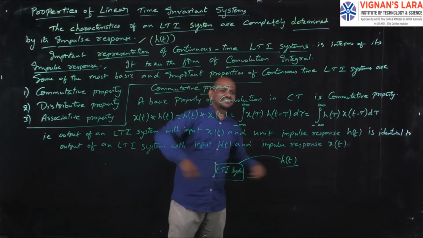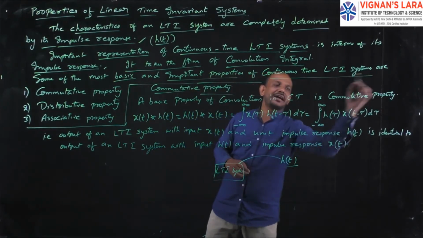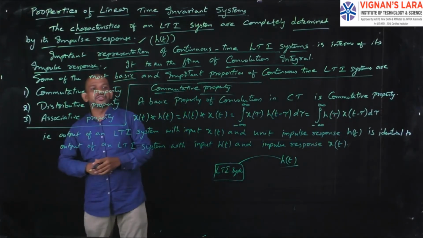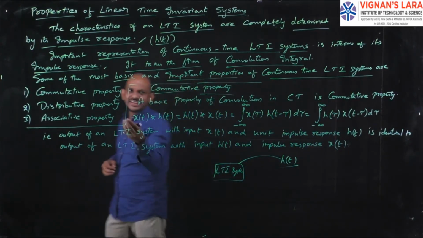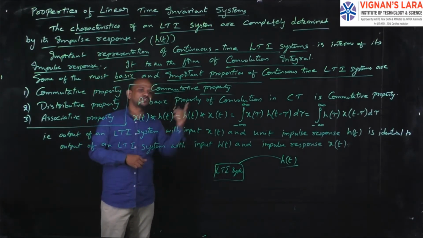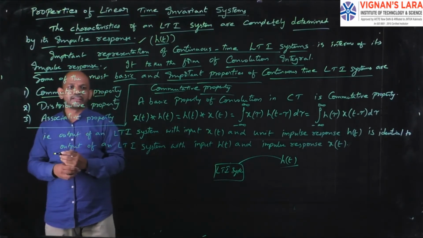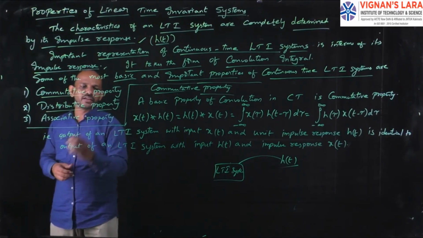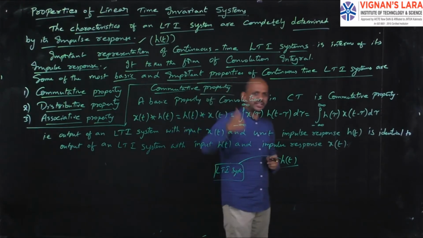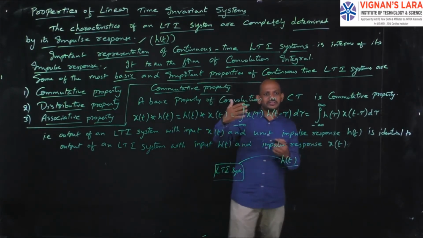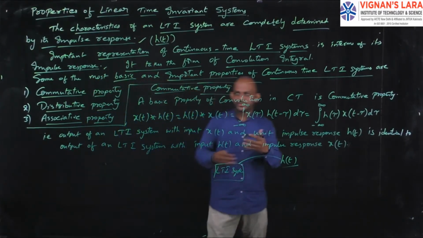Some of the most basic and important properties of continuous time LTI systems, that is, continuous time linear time invariant systems. The first one is commutative property, the next one is distributive property, and the third one is associative property. These three are the basic and important properties of continuous time LTI systems. So we will see one by one.